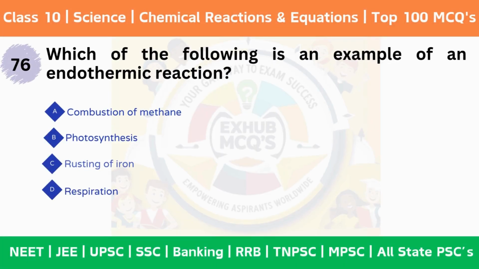MCQ 76. Which of the following is an example of an endothermic reaction? Option A, combustion of methane. Option B, photosynthesis. Option C, rusting of iron. Option D, respiration.